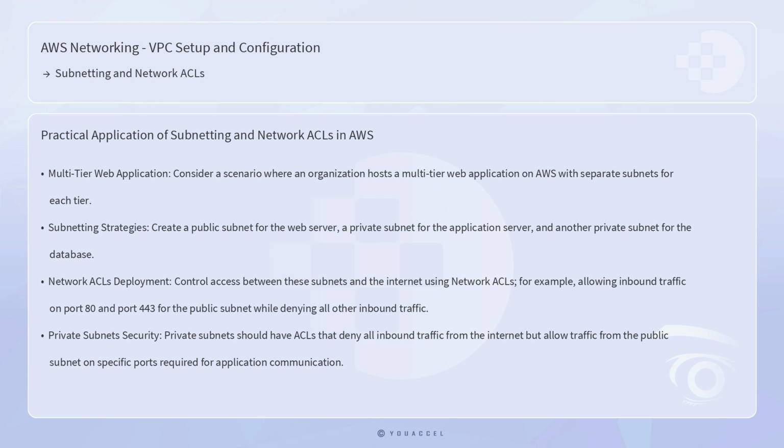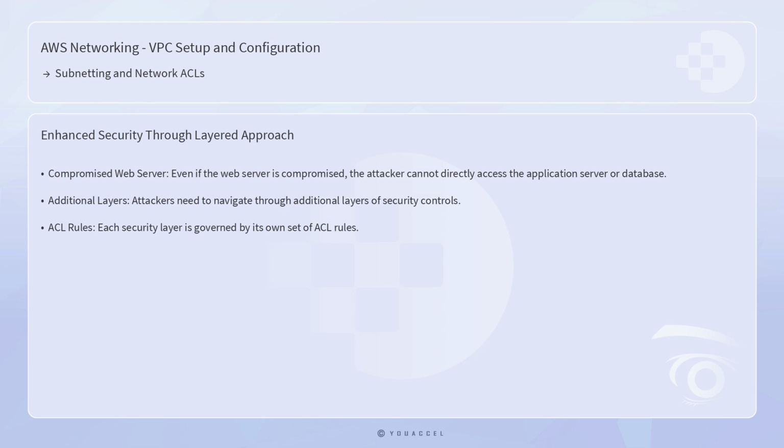For example, the ACL for the public subnet might allow inbound traffic on port 80 and port 443 while denying all other inbound traffic. The private subnets would have ACLs that deny all inbound traffic from the Internet but allow traffic from the public subnet on specific ports required for application communication. This layered approach enhances security by ensuring that even if the web server is compromised, the attacker cannot directly access the application server or database. Instead, they would need to navigate through additional layers of security controls, each governed by its own set of ACL rules.